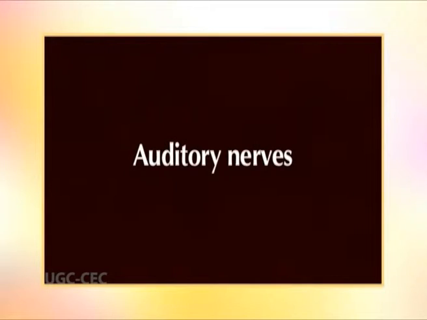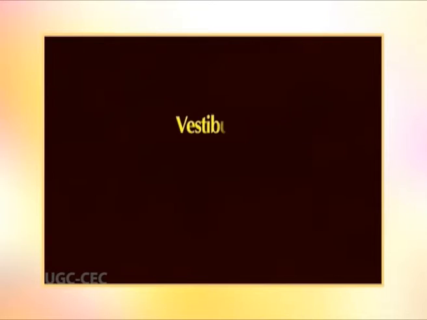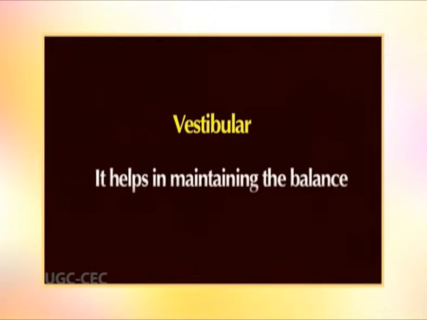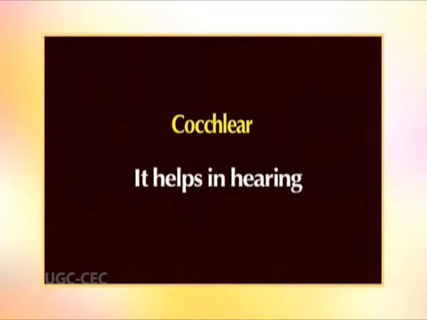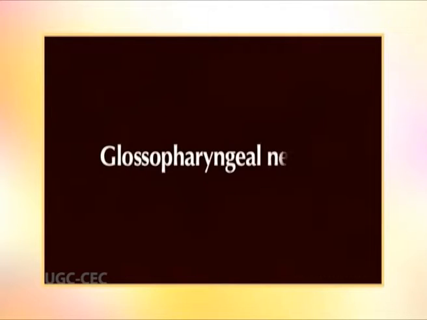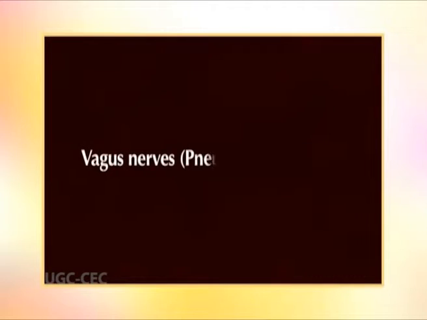Auditory nerves. These originate from the sides of pons and consist of 2 branches. First is the vestibular branch. It helps in maintaining balance. Second is cochlear. It helps in hearing. Glossopharyngeal nerves. These originate from the sides of medulla oblongata and help in perceiving taste, salivation, and swallowing. They are mixed nerves.